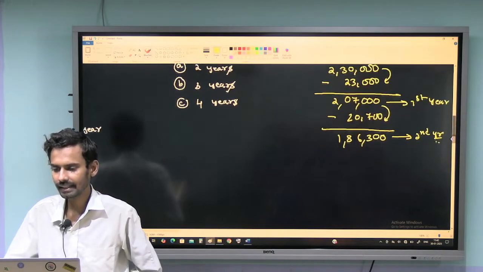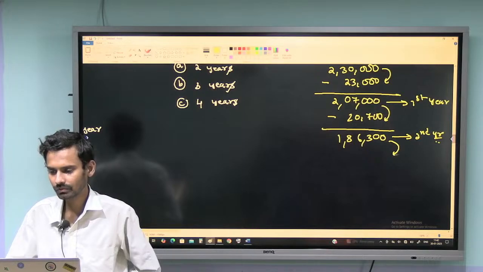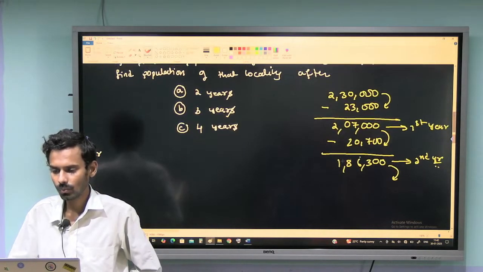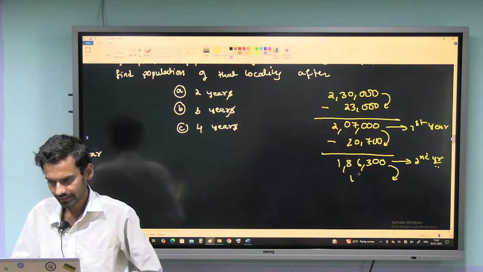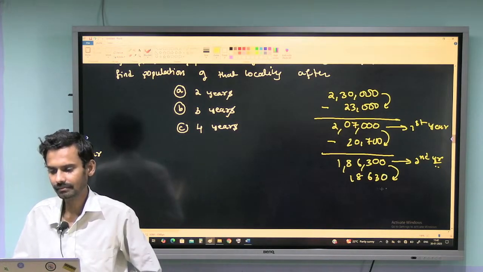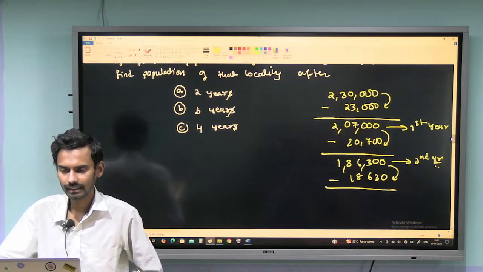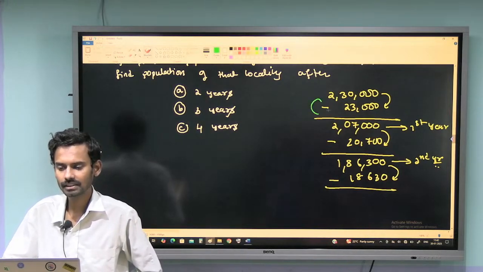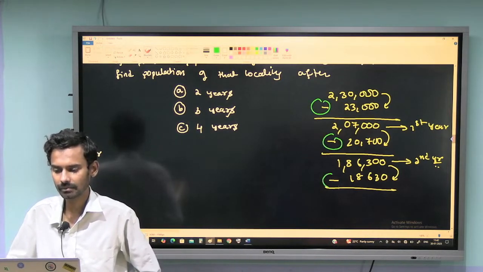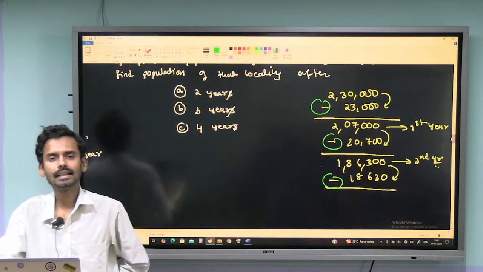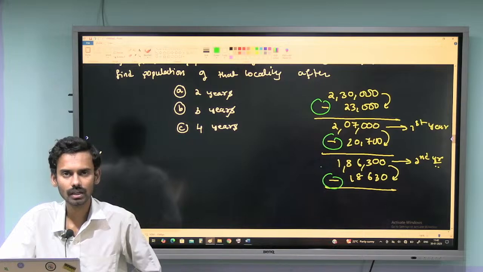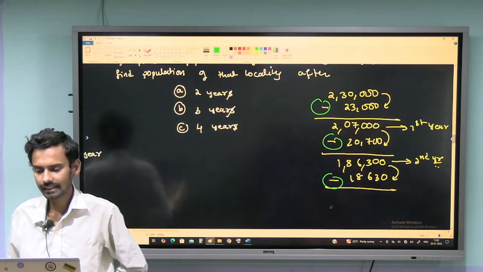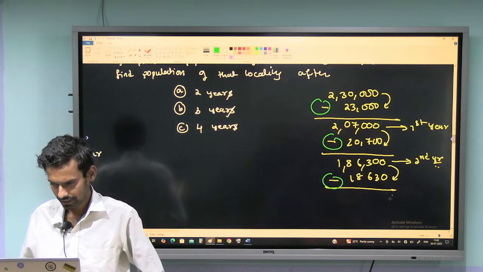And for third year again you need to take 10% of this one. 10% of 1,86,300 will be 18,630. So again you need to subtract. The reason for subtracting is the population is continuously decreasing by 10%. In question they can give for 20%, they can give for 15%, and accordingly you need to answer. So you will get some answer here.